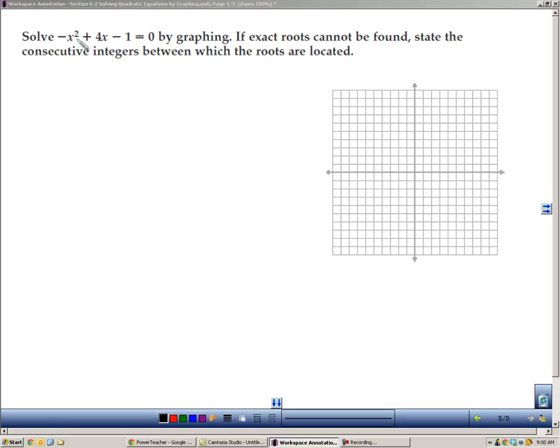Our last example, we're going to graph, we're going to solve it, and we're going to find that the roots are not going to be perfect whole numbers, and I'm going to show you how to deal with that at the end. What I would suggest is that you pause the video and try to graph this quadratic equation on your own, then come back and see the work.